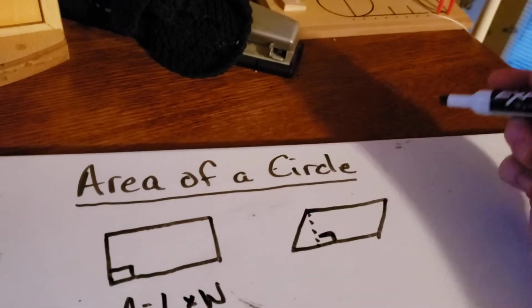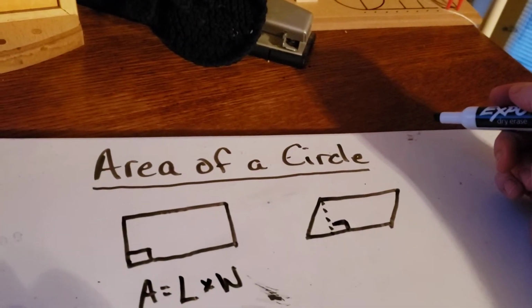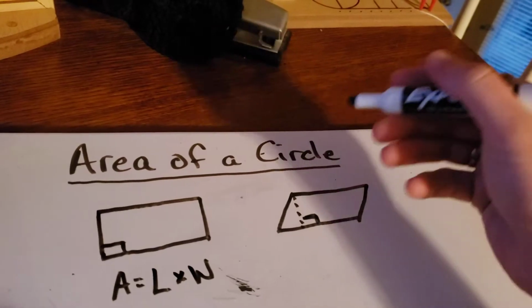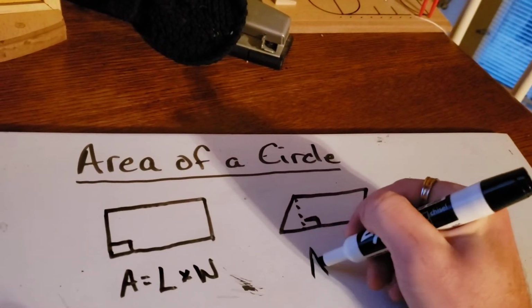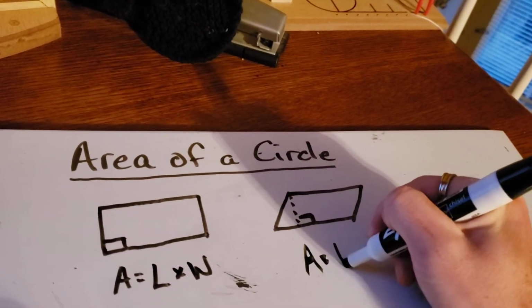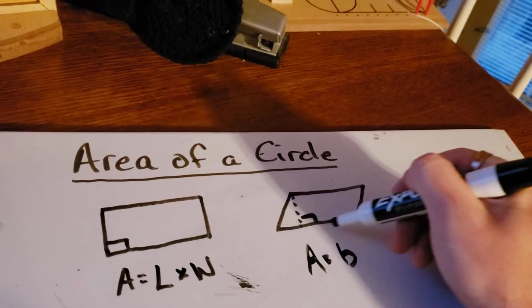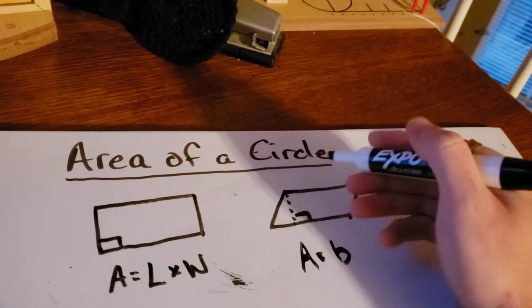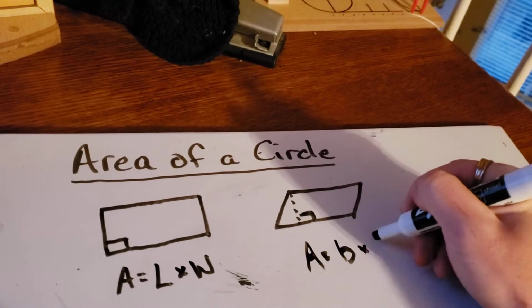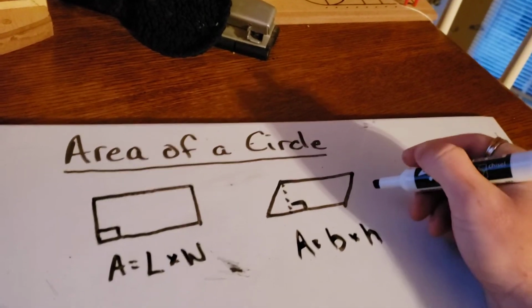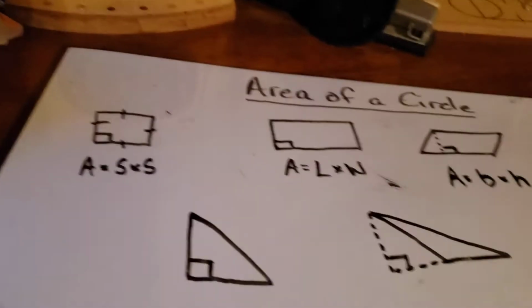All right, then we get to a parallelogram. So with a parallelogram, we have to change it again. We say that the area of a parallelogram is the base, the bottom, times this imaginary line, which we've called the height. Okay, now I've got two different triangles.